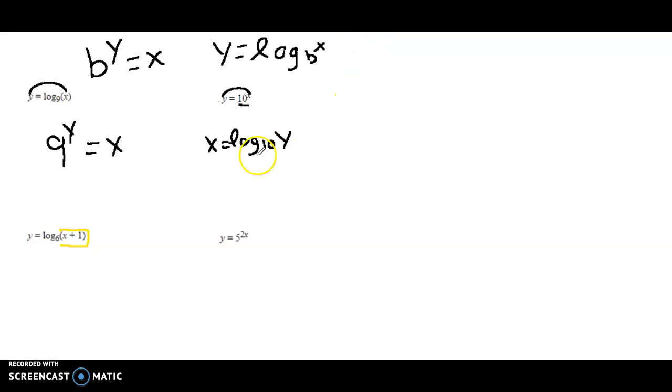So the base here is 6, okay? And because we're going from log to exponential, the log goes bye-bye. And the two things we're swapping are going to be both of these. So this is going to be x plus 1 over here equals 6 to the y.